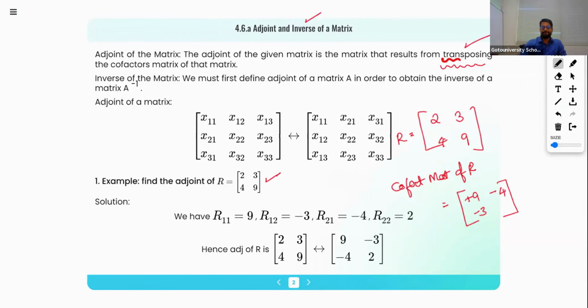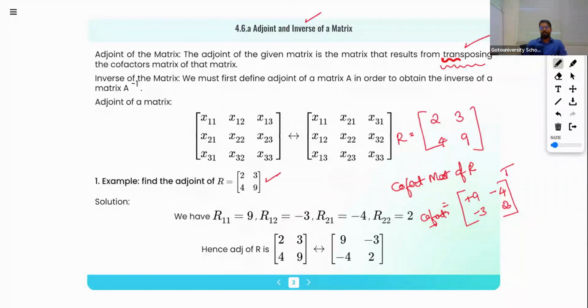right? Yes or no? And what is the cofactor of this element? It's going to be plus 2. This is the cofactor matrix, but this is not the adjoint. What we should do is take the transpose of this.